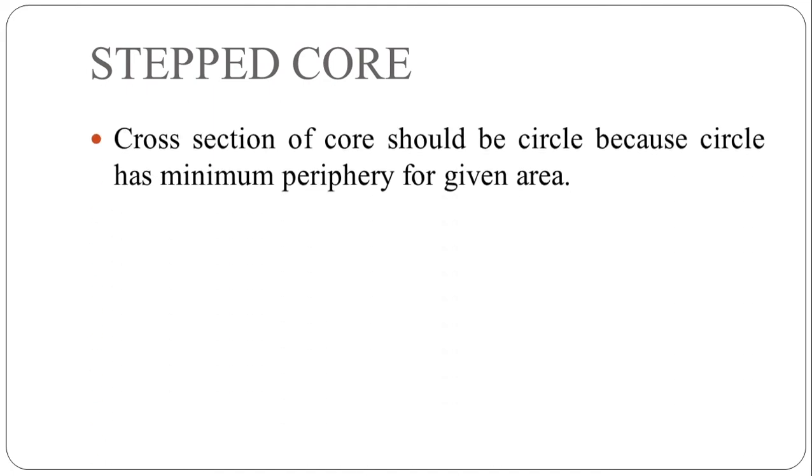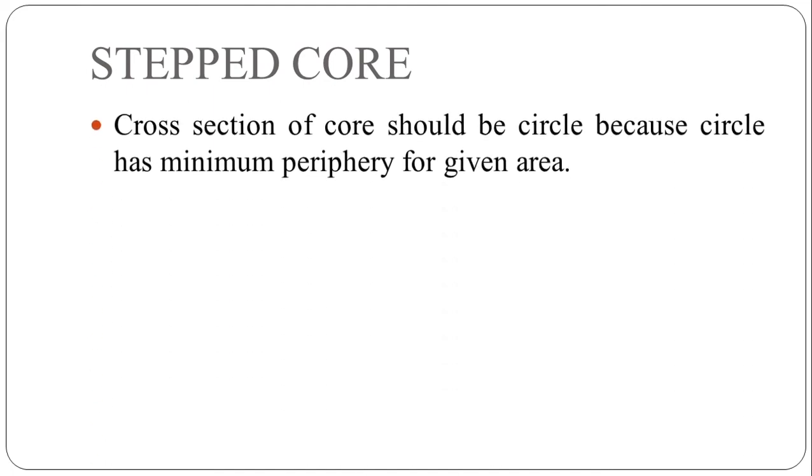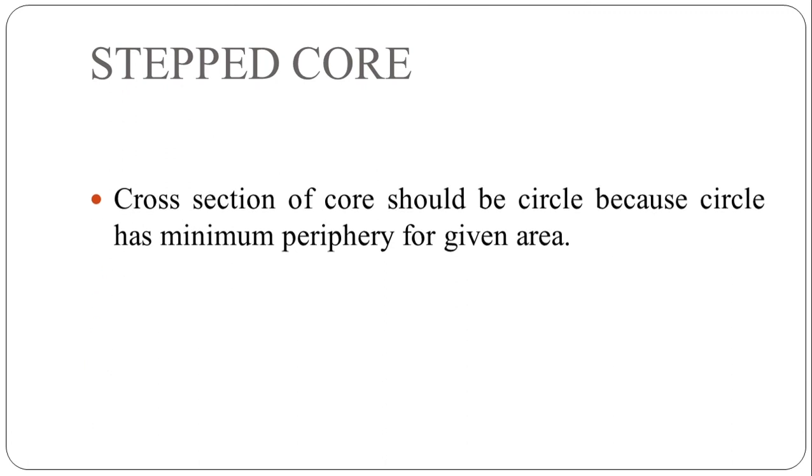Now next is the concept of stepped core. We know that primary and secondary windings are wound on the core. If we make the core circular, then less copper will be used to make the given number of turns. Why is it so? This is because a circle has minimum periphery for a given area. Due to this, conductor material required is reduced and I square R losses also get reduced. But the problem is that a circular core requires a large number of laminations of different sizes. So for economic consideration, a stepped core is used.